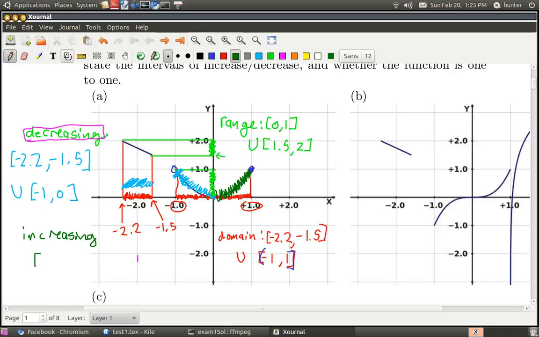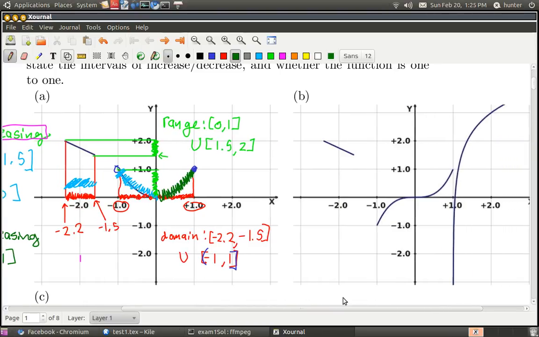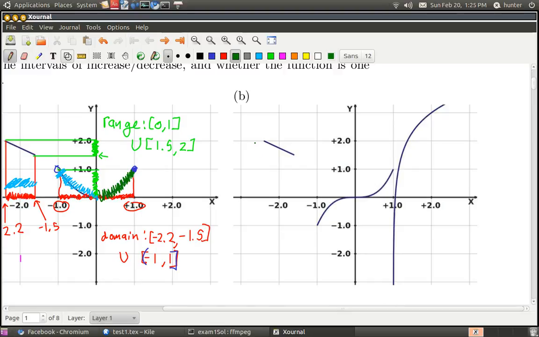It's increasing on the interval from 0 to 1. Alright, and that's the answer to 1a. 1a is completely done. So let's shift over here and figure out 1b. Okay, so maybe we don't have to do all the detail. So let's just go through this one a little faster.